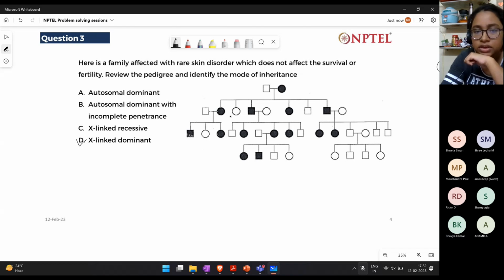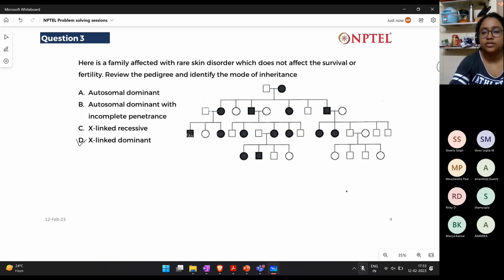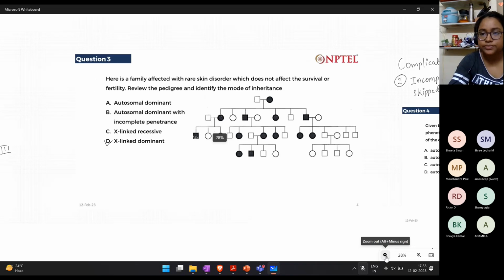Okay, okay. Another feature that you can see is that the father is always transmitting the allele to their daughters. This is also happening. So that is a characteristic of X-linked dominant. So you're correct, Bhavya. Well done.